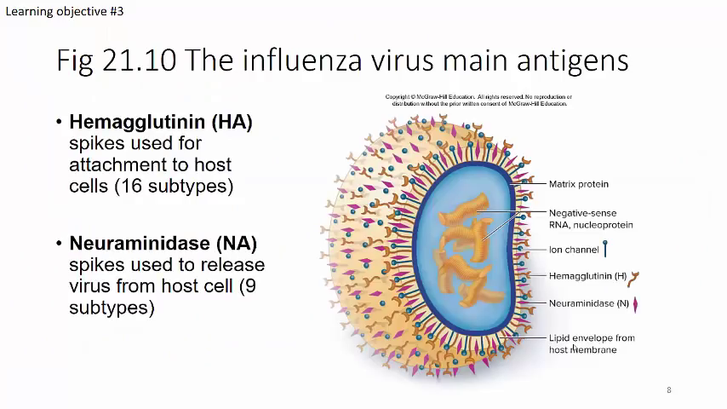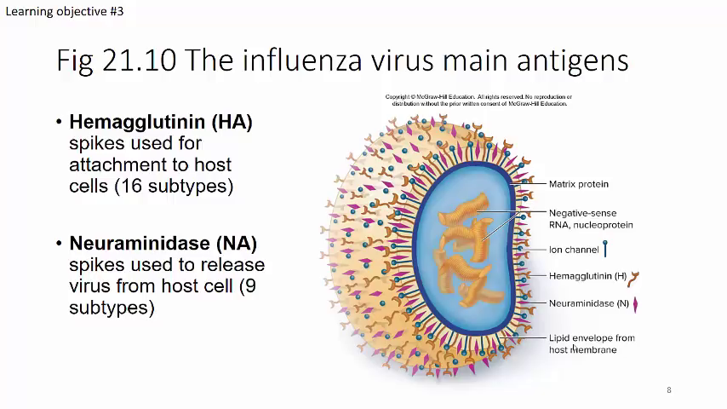Okay, so here's a picture of the flu virus. I want you to especially note the RNA genome in the interior. On the exterior, we have the two main virus antigens, which are hemagglutinin and neuraminidase. So hemagglutinin is important for attachment to host cells, and there are 16 subtypes. Neuraminidase is important for release and budding from host cells, so there are 9 subtypes. And the flu strains are named by their hemagglutinin and neuraminidase subtypes.